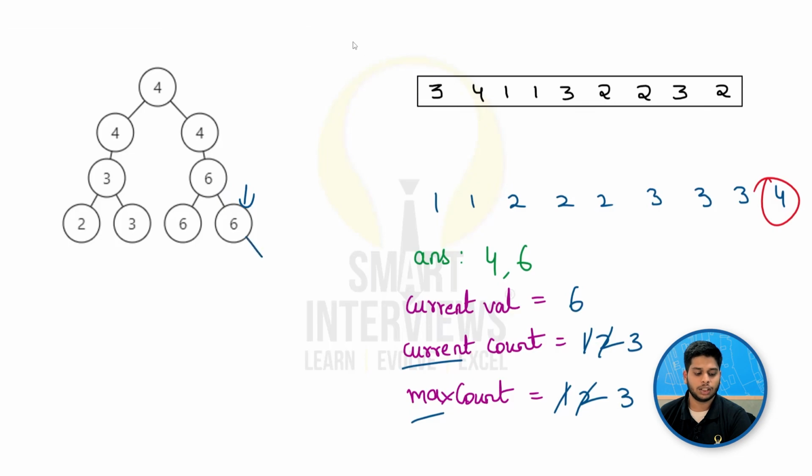As we see, there is nothing to the right of 6. So we are done with the in-order traversal, and ultimately we have our answer as 4 and 6. Now let us try to code it up.